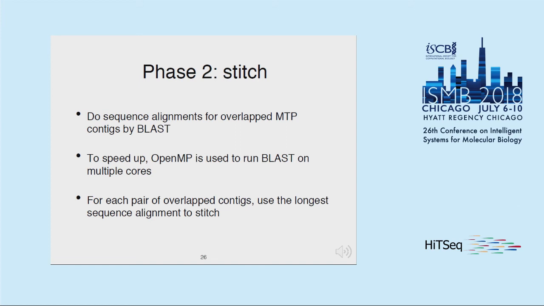Phase 2 is kind of simple, just stitch the overlapped MTP contexts. To do this, we do the sequence alignments for overlapped MTP contexts by BLAST. To speed up, we use OpenMP to run BLAST on multiple cores. For each pair of overlapped contexts, we use the longest sequence alignment to stitch.